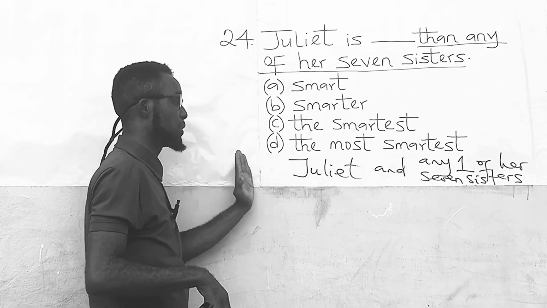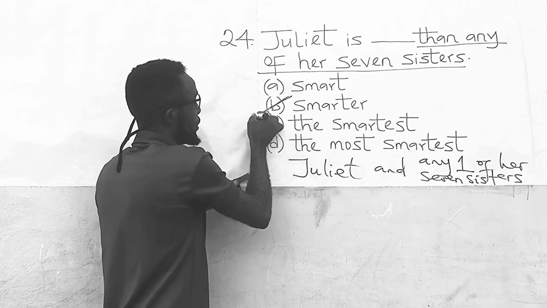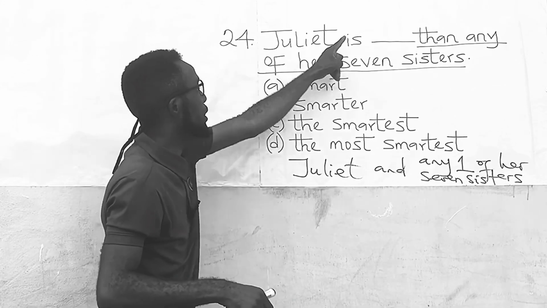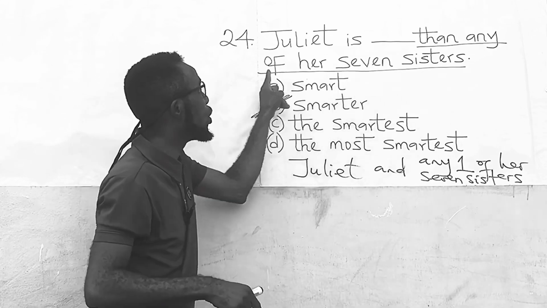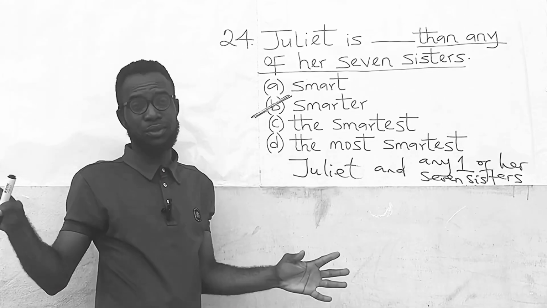So if you look at the options, you will find out that the correct option is option B, smarter. So that the question reads, Juliet is smarter than any of her seven sisters. I believe that is understood.